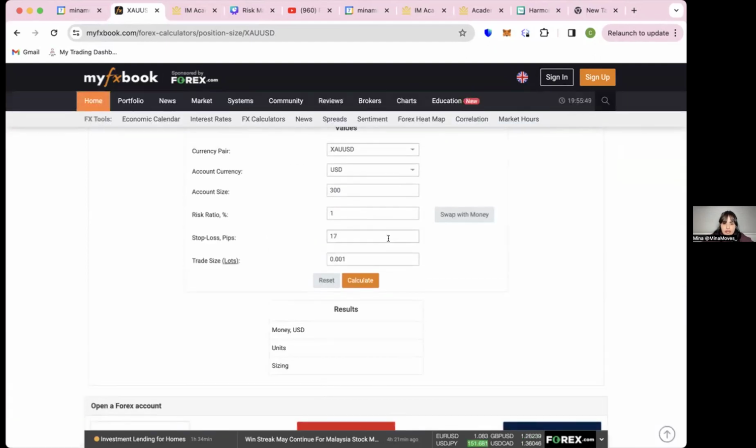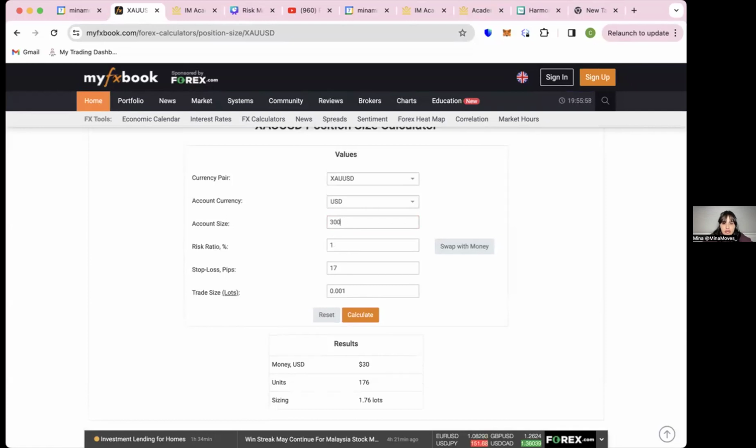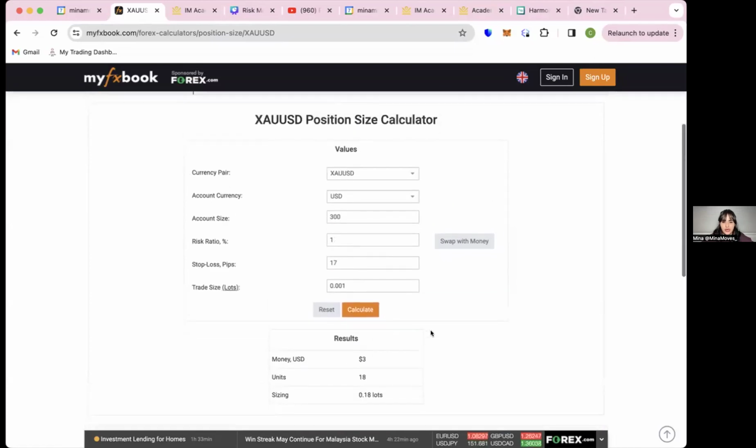Hold on. What did I do wrong? Did I use too small of an account size? No. Am I going to have to? All right, hold on. Because this should calculate like that too. Okay, beautiful. All right, guys.